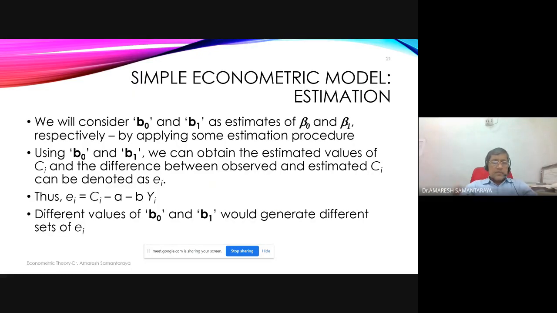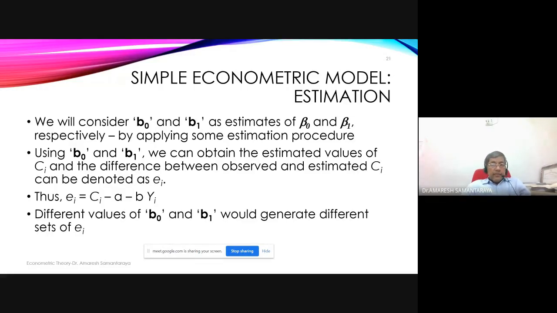A couple of things about the simple econometric model estimation, which I discussed only, are here. We will consider B0, B1 as estimates of beta 0, beta 1 respectively by applying some estimation procedure. Basically, we'll estimate B0, B1 from our sample as sample estimates. Then using these sample estimates, provided they have certain properties, we can say something about beta 0 and beta 1. So B0 will be an estimator for beta 0, B1 will be an estimator for beta 1, provided certain properties which we'll be discussing hold.